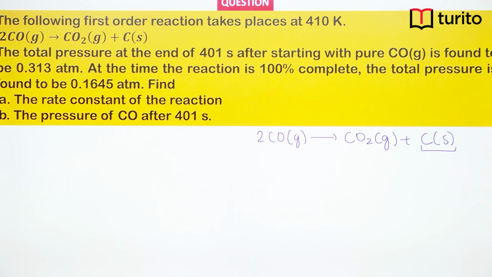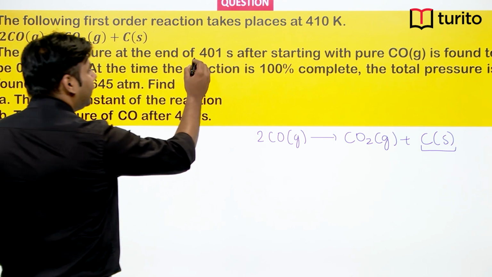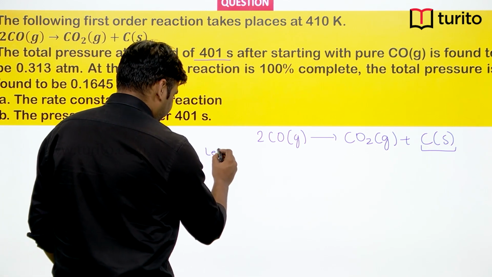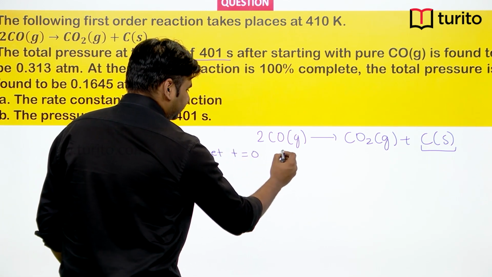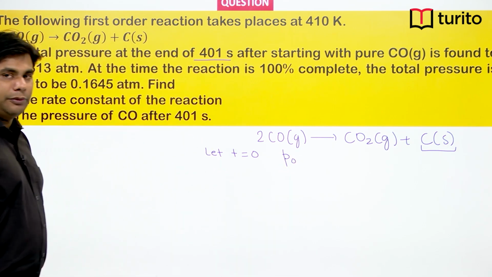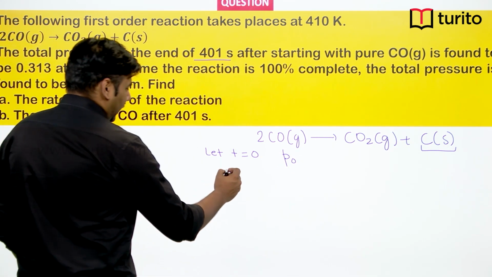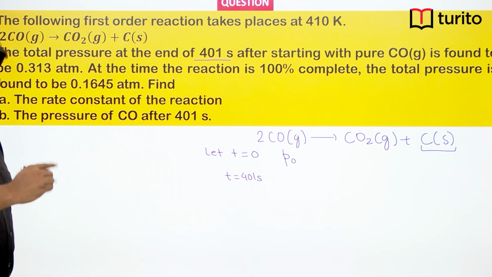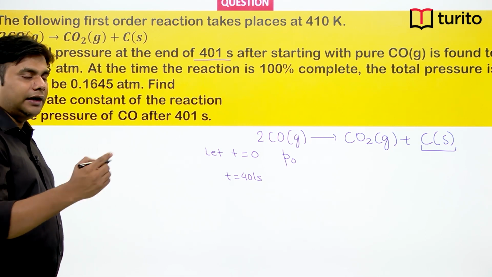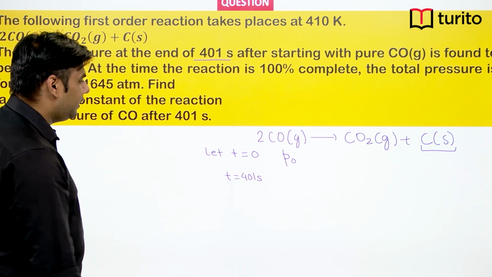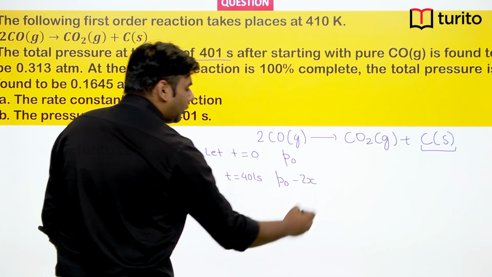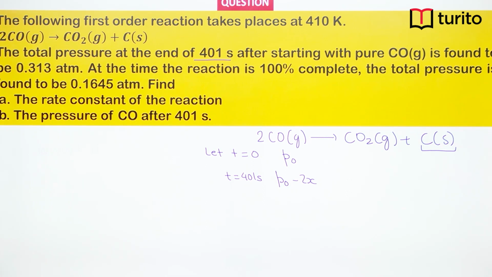Okay, so we have been given the total pressure after time 401 seconds. That means the initial pressure of CO is not given to us. So let us assume at time t equals 0, the initial pressure is P naught. After time 401 seconds, suppose x amount of it in terms of pressure has reacted. Basically the stoichiometry is 2, so 2x amount has reacted. So the pressure left would be P naught minus 2x.